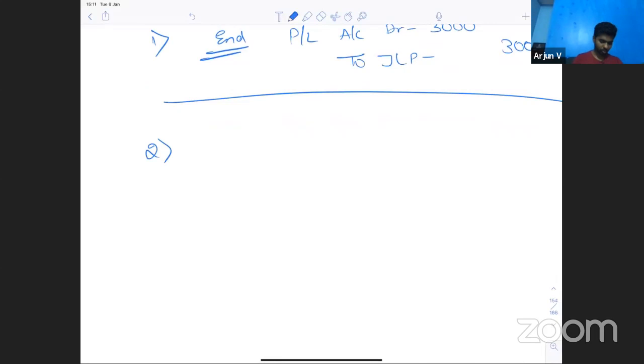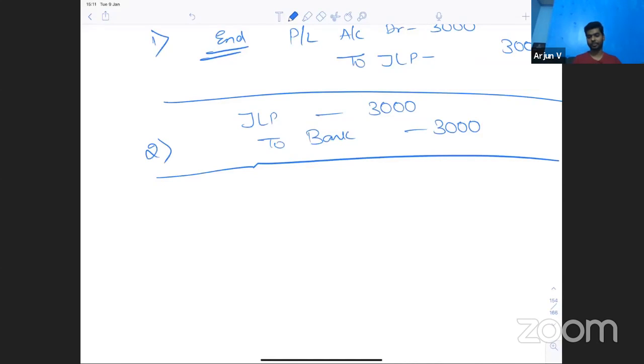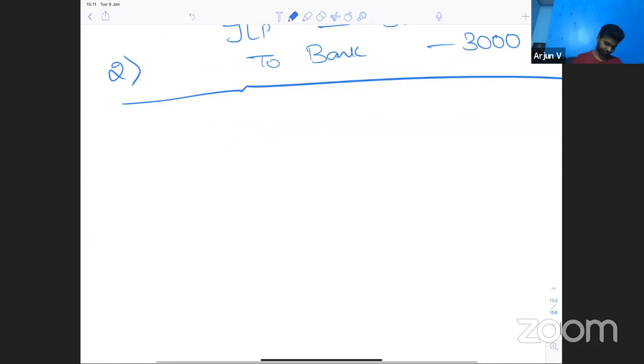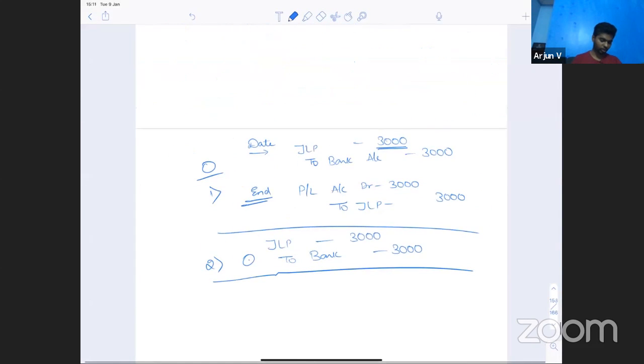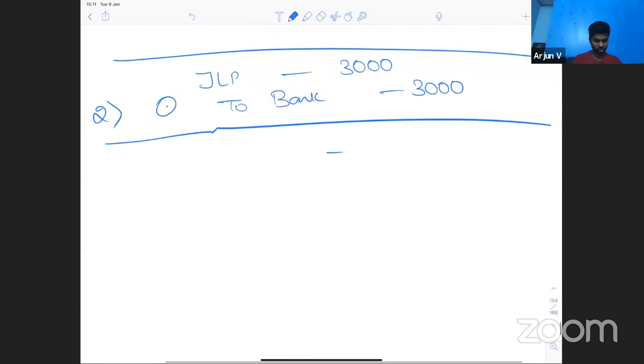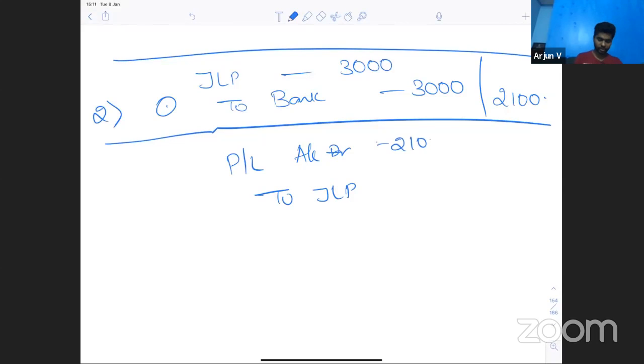Now year 2, again I'll write JLP account debited to bank account 3,000. After that, what was the closing value? Closing value for the second year was 900. Therefore, you suffered a loss of 2,100. So you'll transfer profit and loss account debit to JLP 2,100. This is the loss you are suffering.